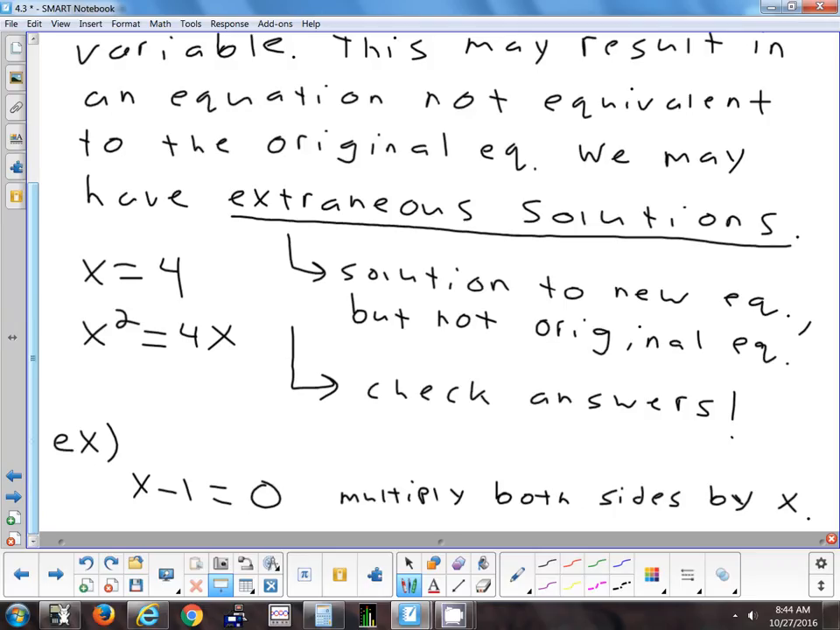I was going to show you an example with this equation, but I already showed you with the one above it, so I'm not going to do this one.